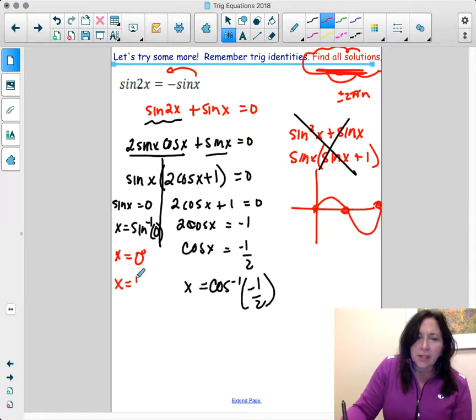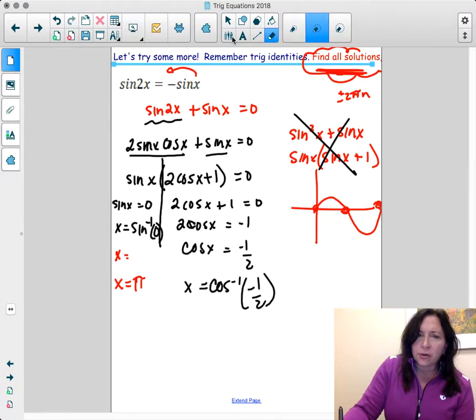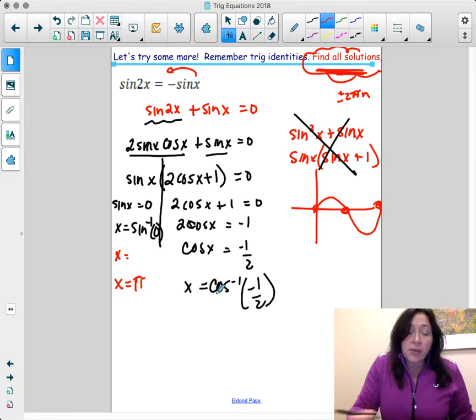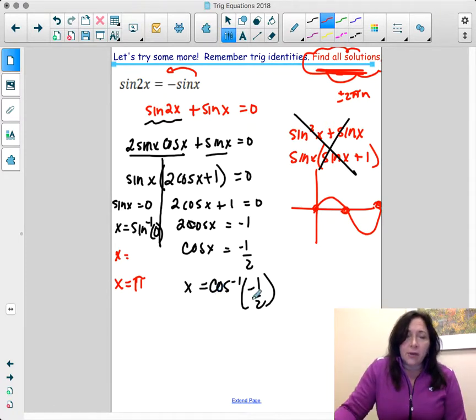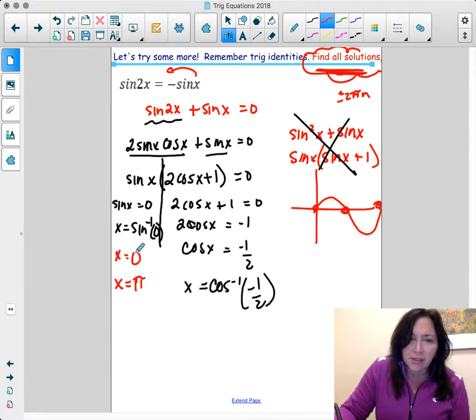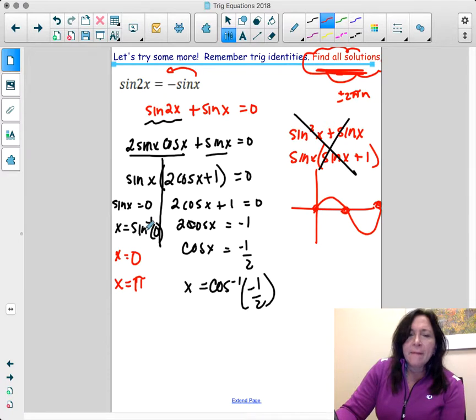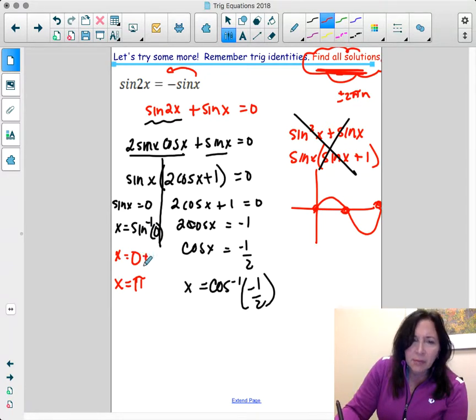Oh, excuse me. I should have said just 0 instead of 0 degrees, if I'm going to stick with either degrees or radians. You don't have to do both. So I'm going to stick with 0 radians. Now, because I'm trying to find all solutions, this is going to be plus or minus 2 pi n. This is going to be plus or minus 2 pi n.